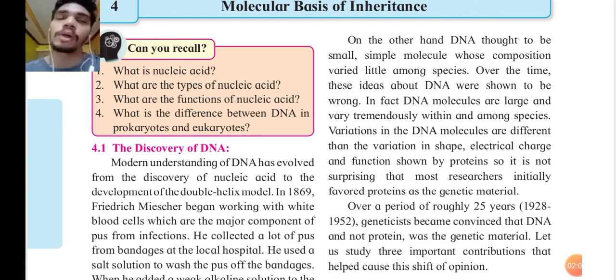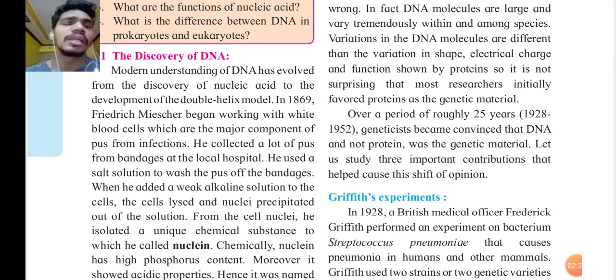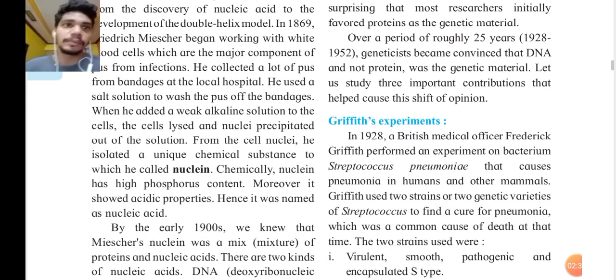Scientists thought it would be a small molecule, but actually it was a very long and big molecule, correct? It's a complex molecule made up of nucleic acids and similar components. In fact, DNA molecules are large and vary within and among species. Variations in DNA molecules are different from variations in shape. There are many variations. Like, our DNA and a rat's DNA match about 99%, but if 1% changes, then we are human and that one is a rat. So this is the difference in genetic material.